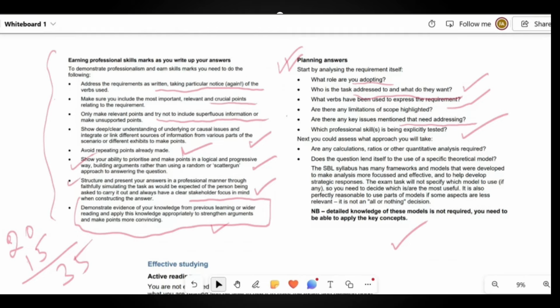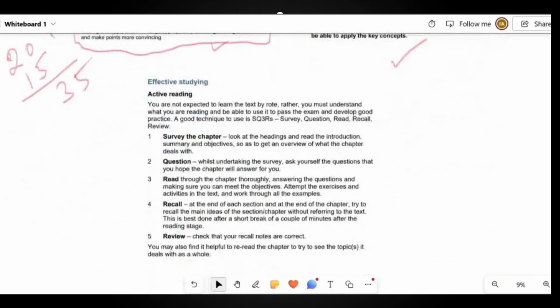Just stay with us, and you will see there are a lot of new things which we will discuss. Effective studying, active reading. This is also reading: survey the question, read, recall, and review. Survey the chapter, the questions, read, recall, and review. All these things are familiar to you from your previous understanding. We'll keep updating them in the coming chapter slides.